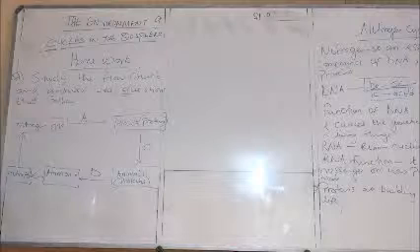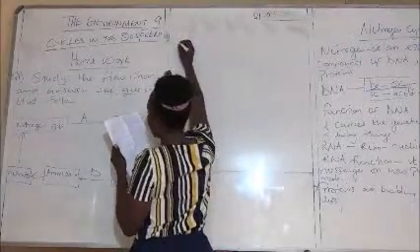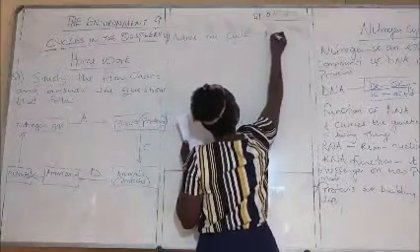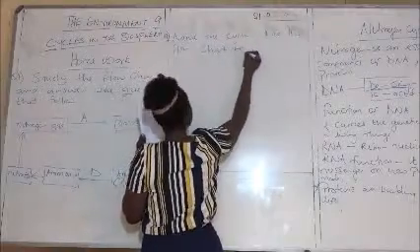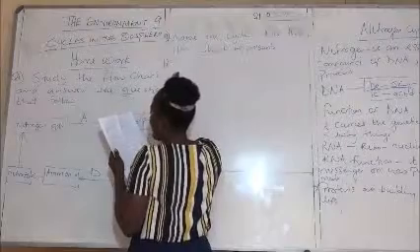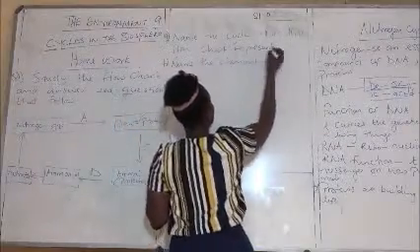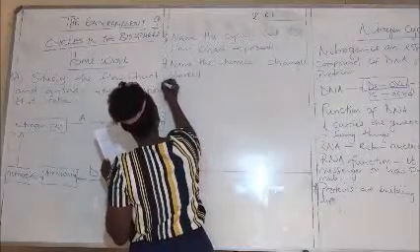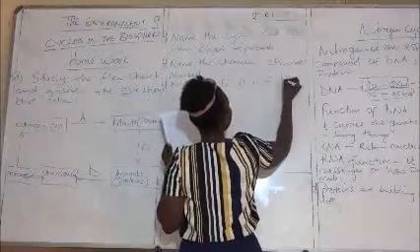So the first question, A: Name the cycle that this flow chart represents. B says, name the chemical changes marked. 1, we have A. 2, we have B. 3, we have C. And 4, we have D.